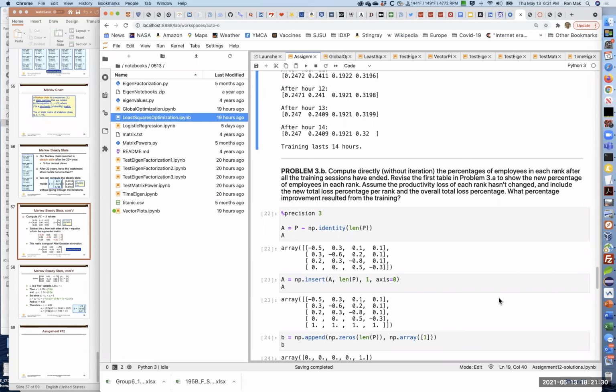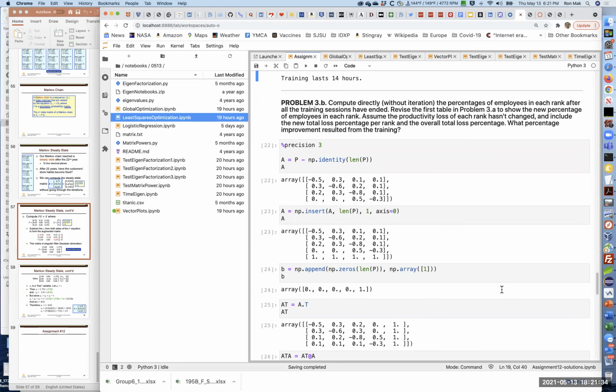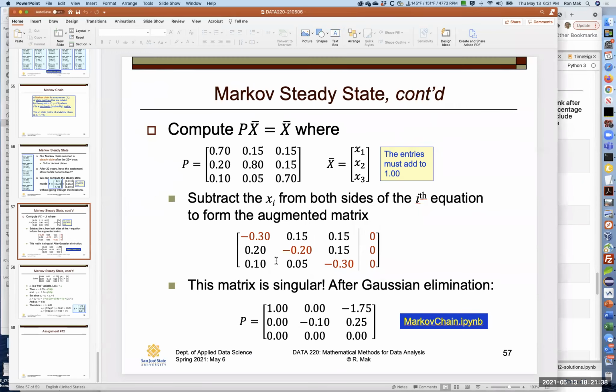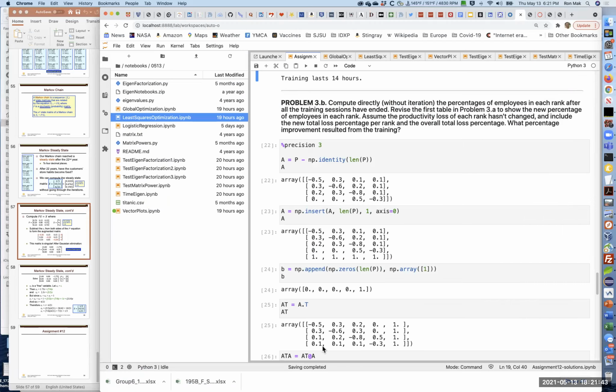And then when I formed the B vector, the right-hand side, you notice the right-hand side after doing the subtraction was all 0s, but here it's all 0s and then a 1. Does anybody know why I did that? What additional information was I adding to this problem?